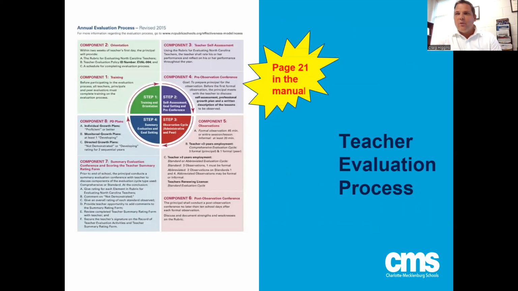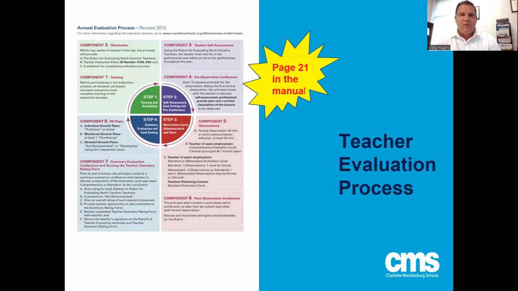So here is a great resource for you to use as we talk about the evaluation process. You can see on here there are 4 steps in the middle, and in each step there are 2 different components. So step 1 is training and orientation. Step 2 is self-assessments and pre-conference. Step 3 is the actual observation cycle. And then step 4 is the summative evaluation and goal setting. So again, we will go through all of those with you today, the entire evaluation process. And as I mentioned before, if you are returning to Ridge Road or CMS, not much has changed in this area.